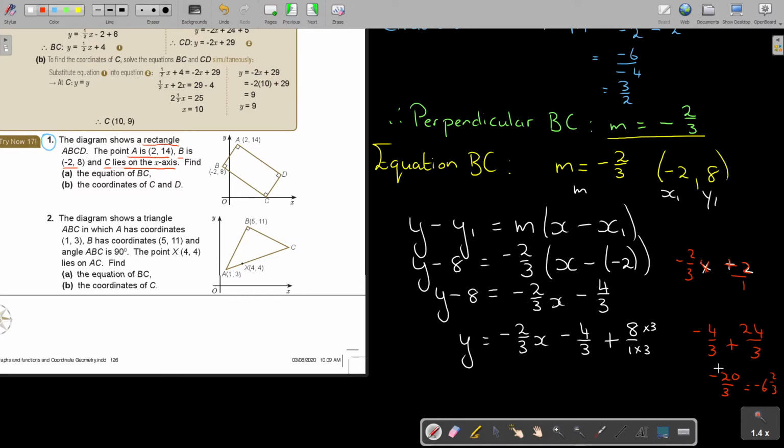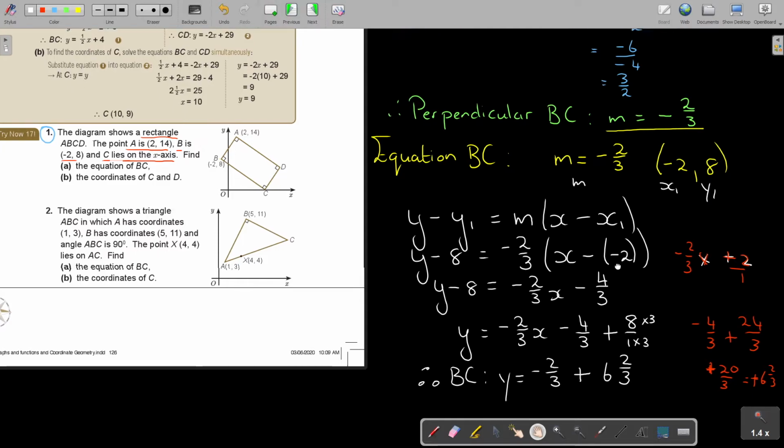Okay, but don't forget, it's not negative 20, it's positive. Because the biggest was positive, so it's positive 6. So therefore, BC, y equals negative 2 over 3x plus 6 and 2/3. Okay. Now I move on.